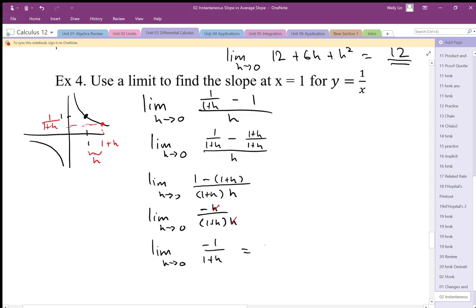So just cleaning that up, I'm going to end up with negative 1 over 1 plus h. That's going to end up with a slope of negative 1. And if you actually look at the actual graph, and even the graph that I've sketched, you can see that that point is going to have a slope of negative 1, or negative 45-degree slope there. Okay, so there's my instantaneous slope at that point.